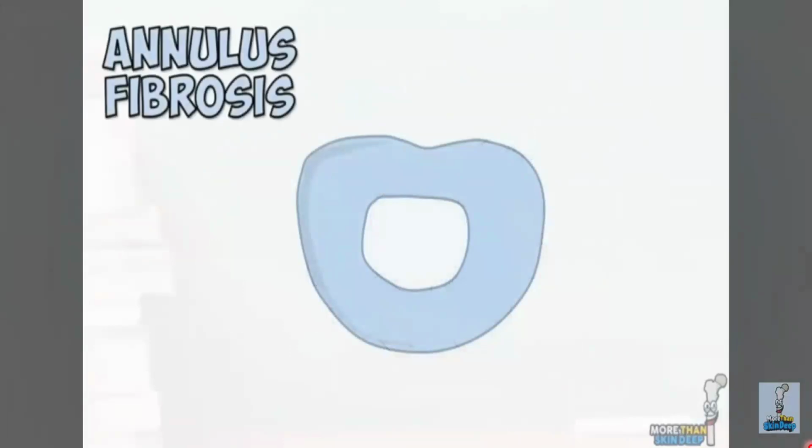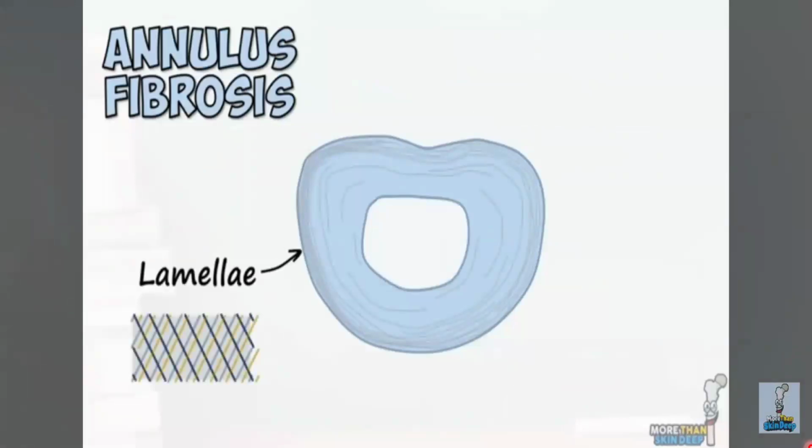The annulus fibrosus is composed of a series of 15 to 25 concentric lamellae, with collagen fibers arranged in alternating complementary directions at 60 degrees to the vertical axis.